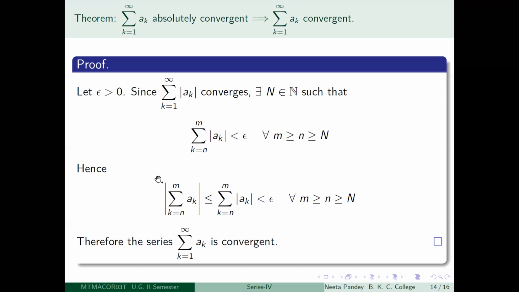Now, what do you know about modulus of summation k equal to n to m ak? If you apply the triangle inequality, then this is less than or equal to summation k equal to n to m mod ak, right? So if you choose your m and n so that m is greater than or equal to n is greater than or equal to capital N, then since this is less than epsilon, the modulus of this sum will automatically become less than epsilon. So as trivial as that, by Cauchy's criterion, you conclude that the original series summation ak is also convergent. So if a series is absolutely convergent, the original series is convergent.